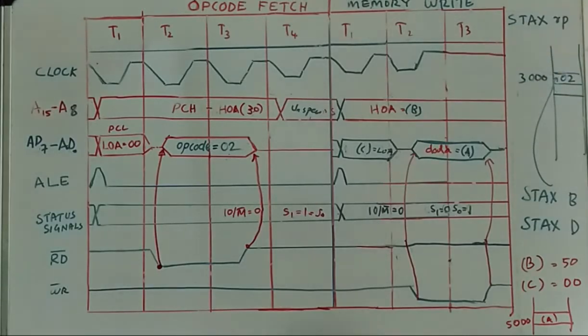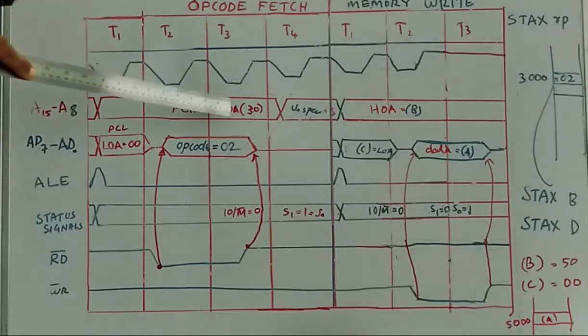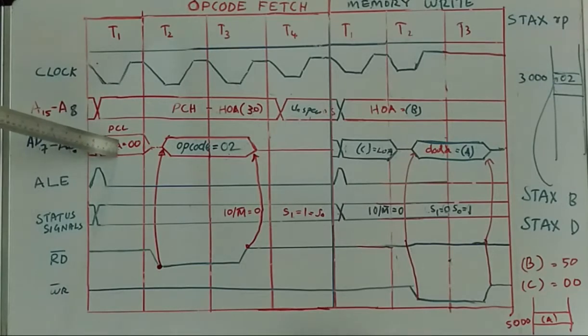Coming to the first machine cycle, that is opcode fetch, the program counter places the memory address. What is the address? 3000 on the address bus and address data bus. That is, the address bus carries the higher order address, that is PCH 30, and the low order address, that is 00, is handled by the AD bus. So this machine cycle is required for reading the opcode, that is 02, from location 3000 into the instruction register for decoding and further process.